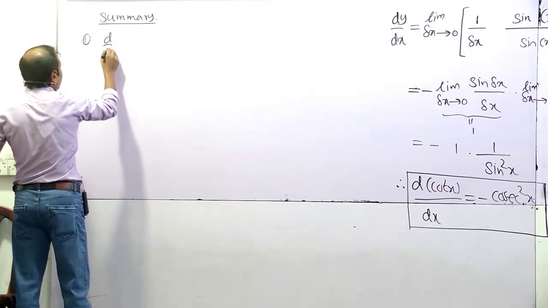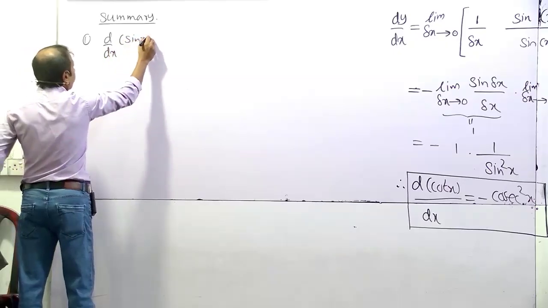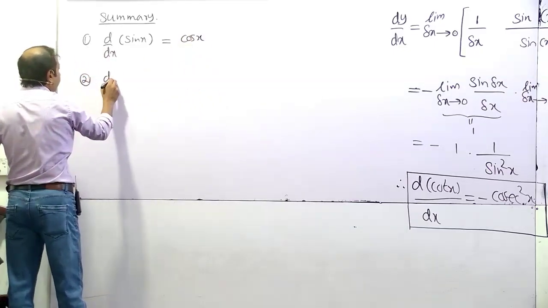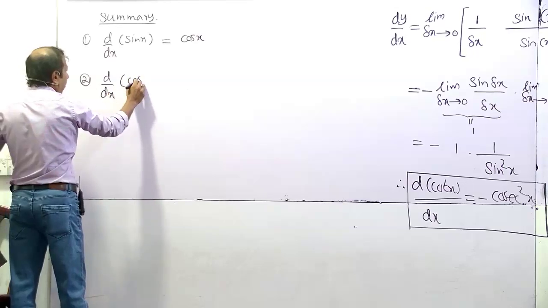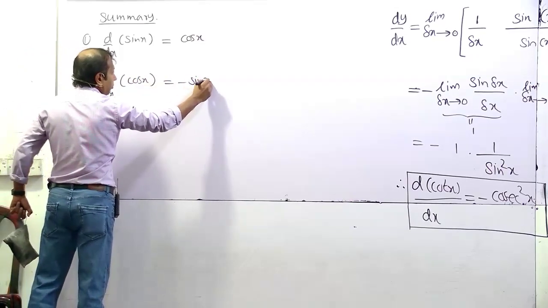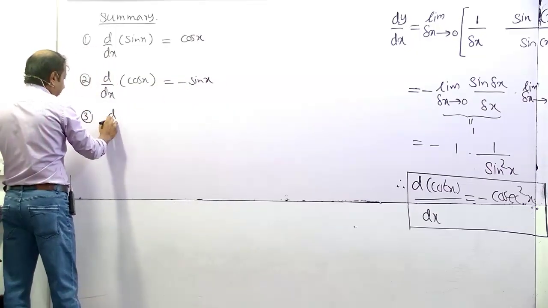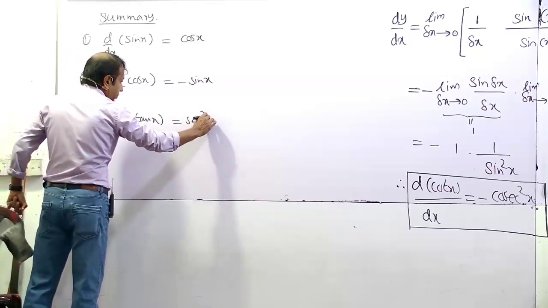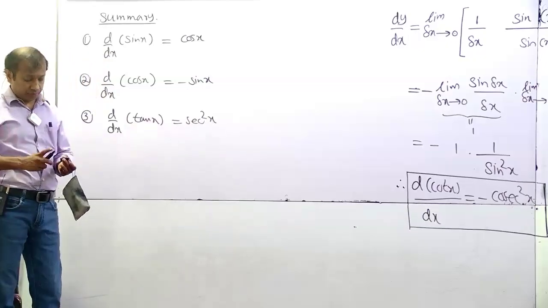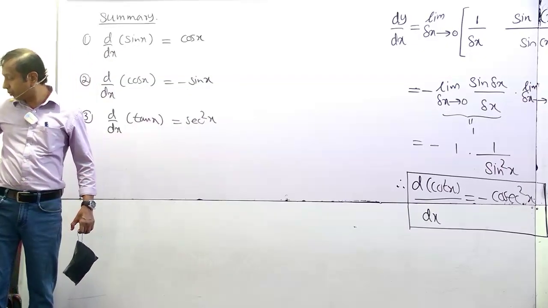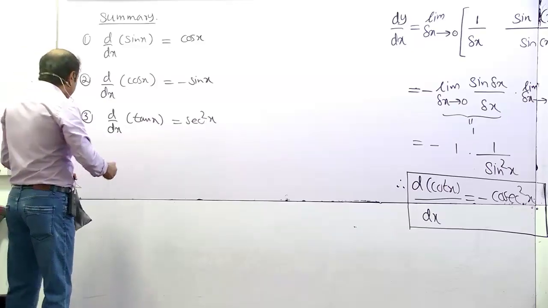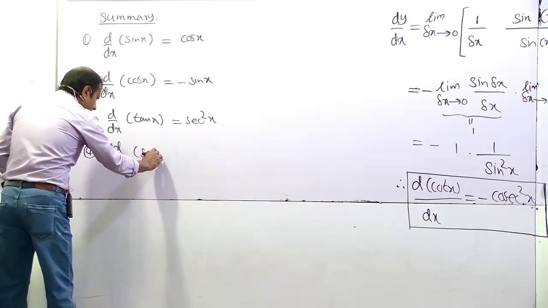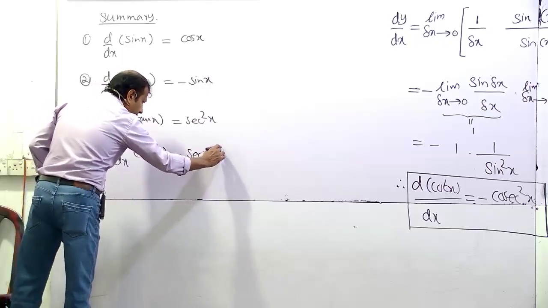First one, d over dx of sin x. What is the derivative of sin x? Cos x. Number 2, derivative of cos x is minus sin x. Number 3, derivative of tan x, what? Sec squared x. Number 4, derivative of sec x, what? Sec x tan x.